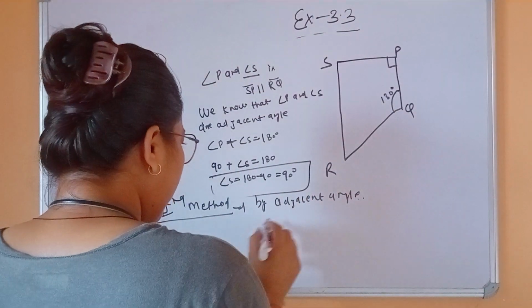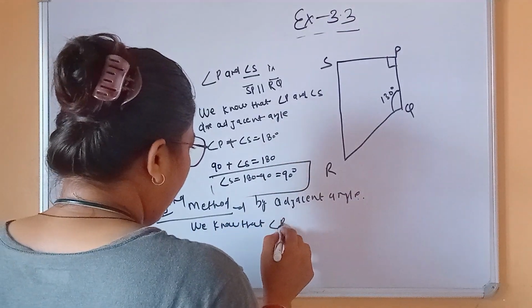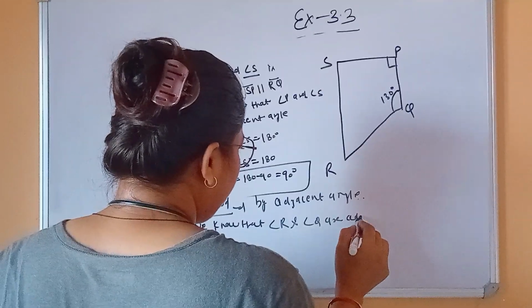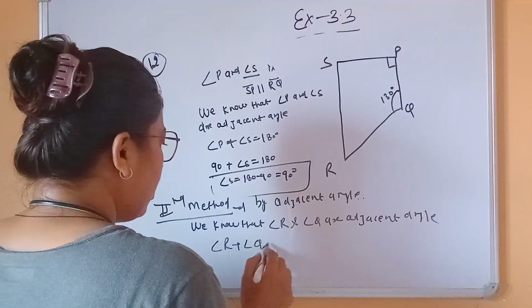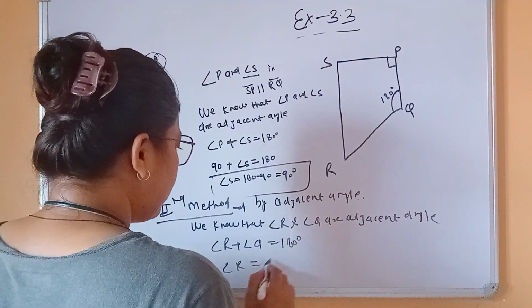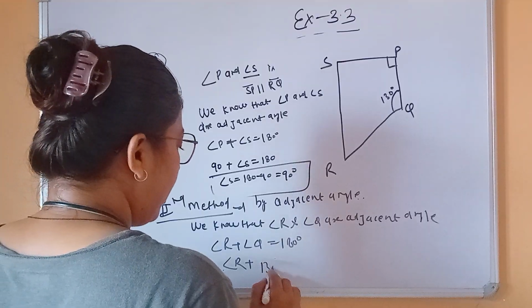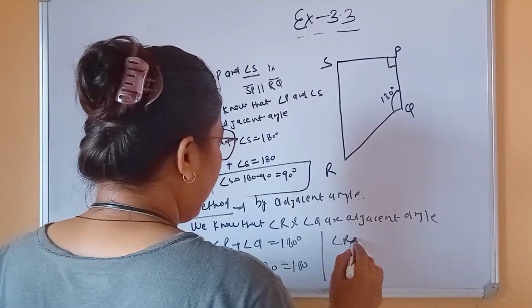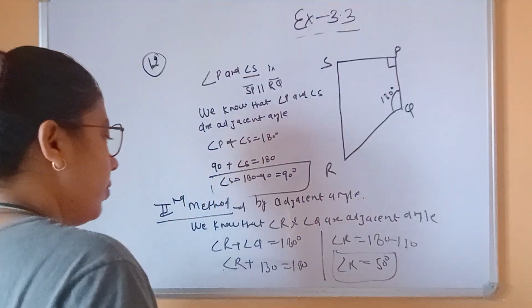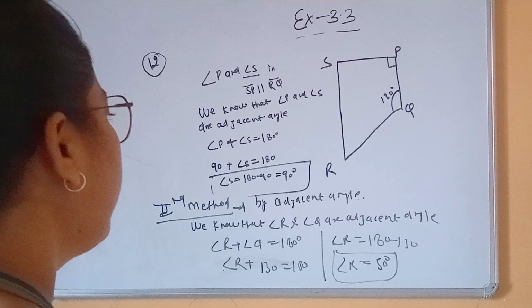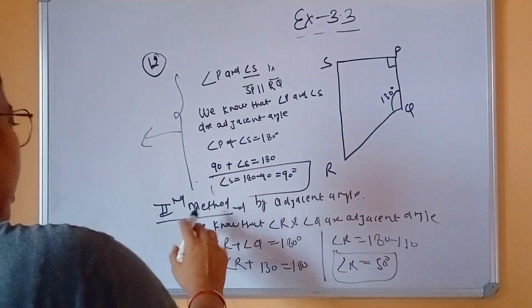So angle R plus angle Q, we know that angle R and angle Q are adjacent angles. So we write angle R plus angle Q is 180 degrees. Angle Q is given as 130, so angle R plus 130 is 180 degrees. From here angle R is 180 minus 130, that is 50 degrees. So we found angle R by two methods.